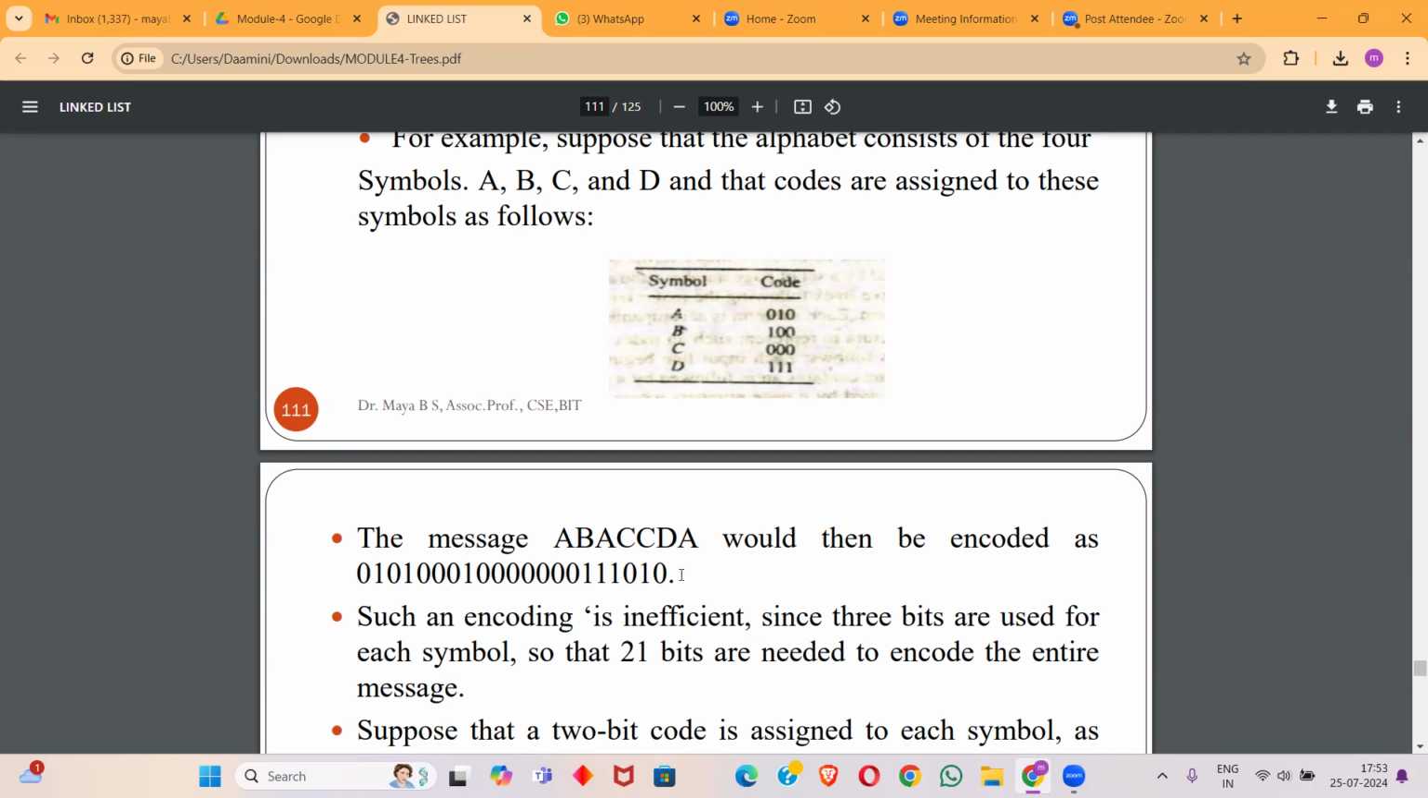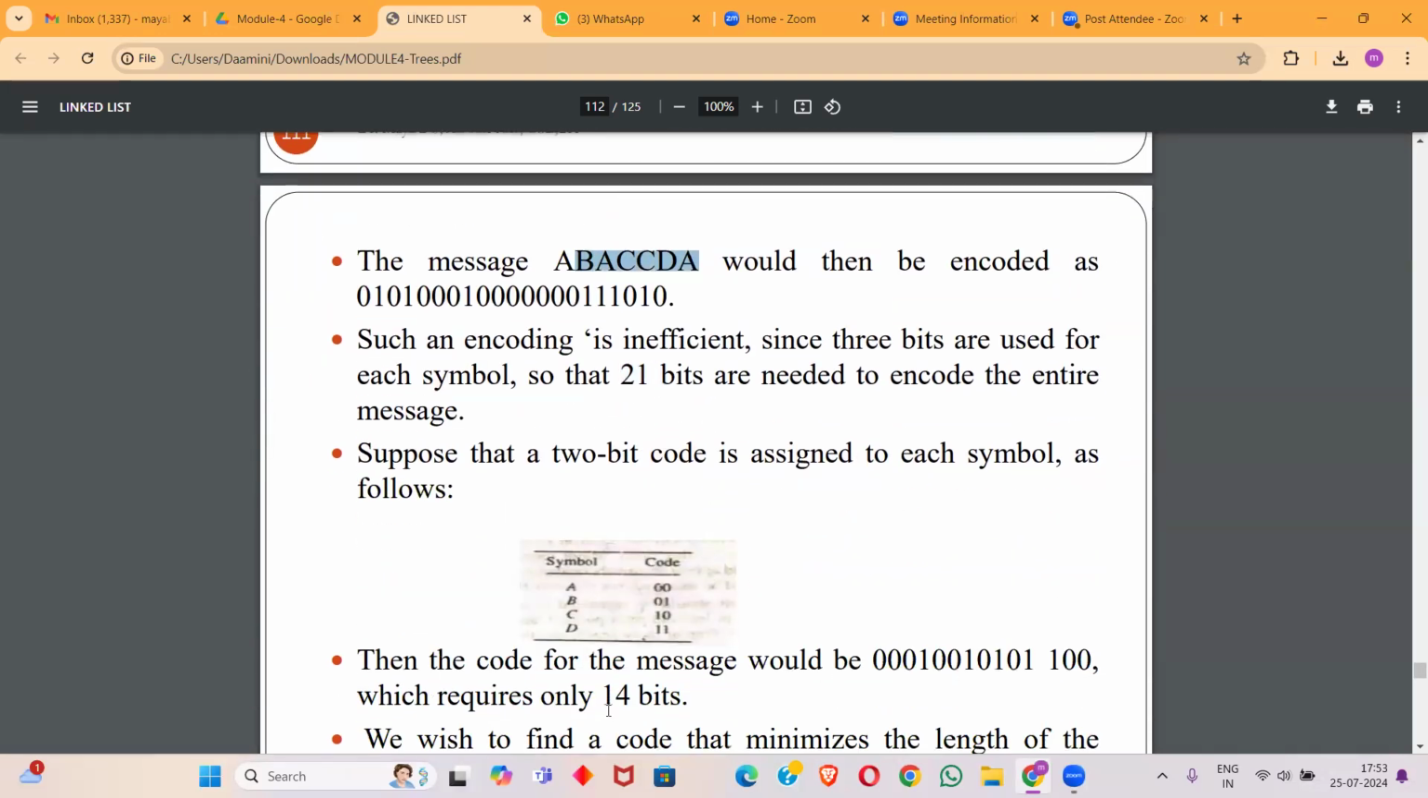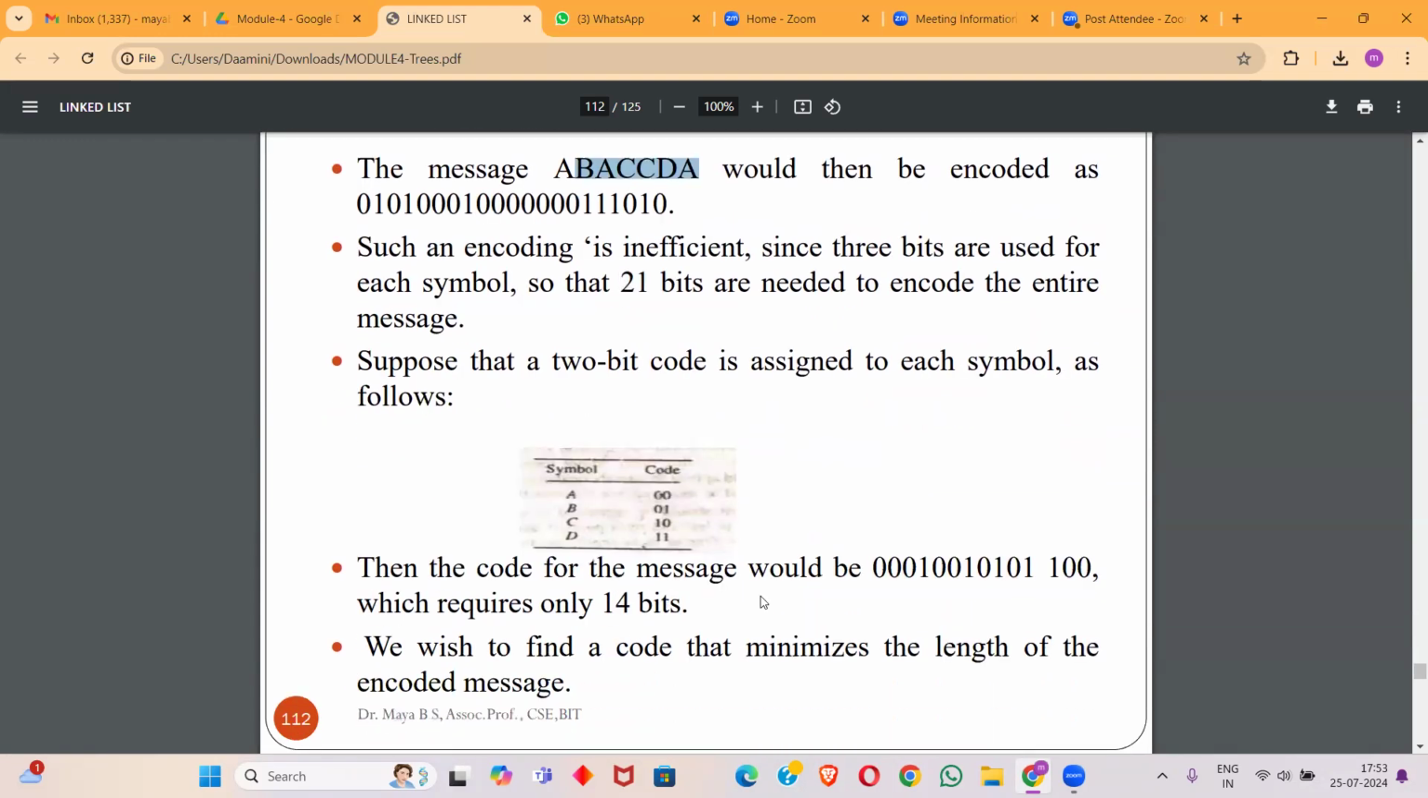Each symbol is encoded by 0 or 1, so the message is converted into binary values. But this encoding method, using three-bit codes, is inefficient. With 3 bits per symbol, 21 bits are needed to encode the entire message. Instead, can I take A, B, C, D with a length of 2, assuming 0 0, 0 1, 1 0, 1 1? Then A is represented as 0 0, B as 0 1, and so on, and instead of 21 bits I get 14 bits.